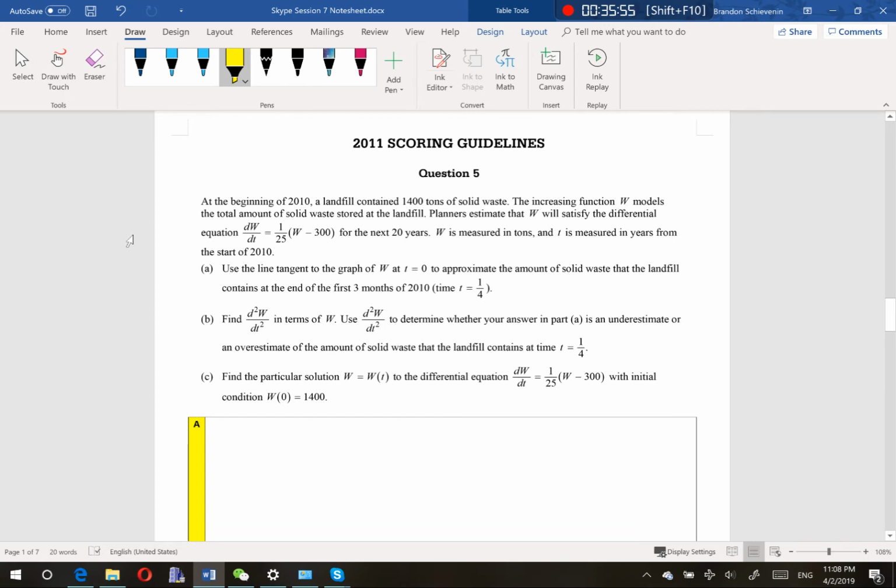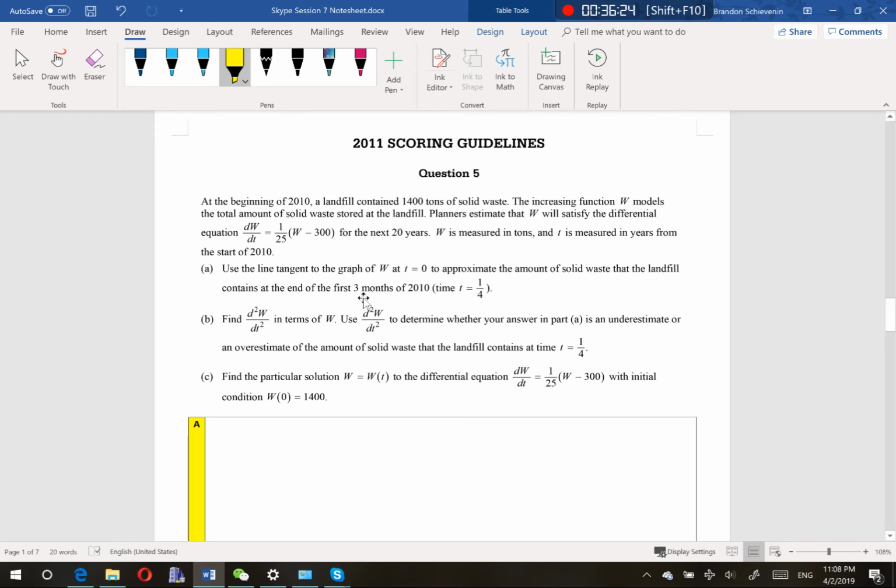We're told that at the beginning of 2010, a landfill contained 1,400 tons of solid waste. The increasing function W models the total amount of solid waste stored at the landfill. Planners estimate that W will satisfy this differential equation. Our change in W over change in time is equal to 1/25th of W minus 300 for the next 20 years. W is measured in tons, T is measured in years for the start of 2010.